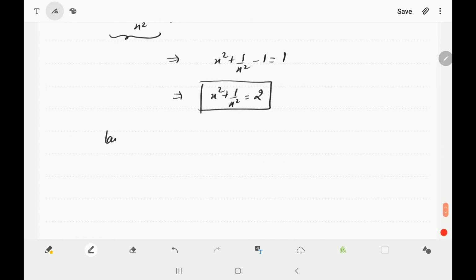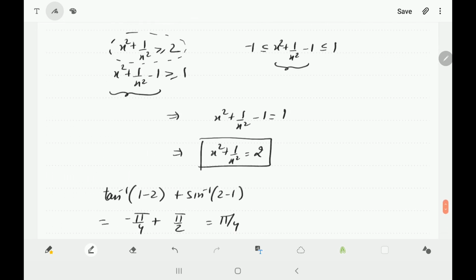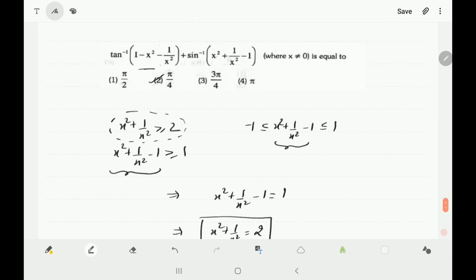So now we will have the answer as tan inverse of 1 minus 2 plus sine inverse of 2 minus 1. So tan inverse of minus 1 is minus pi by 4, plus sine inverse of 1 is pi by 2. So the answer for this problem is pi by 4, which is our option B, and hence the answer of this problem is option B.